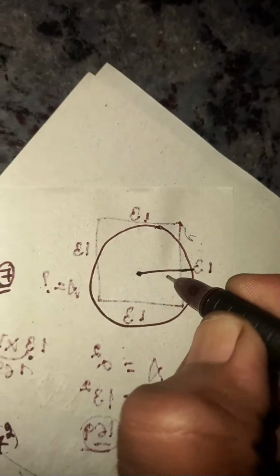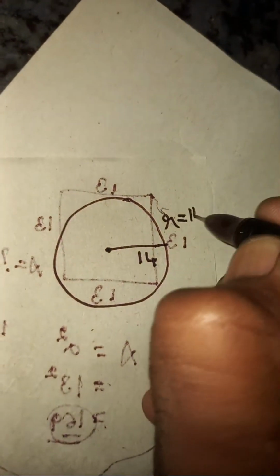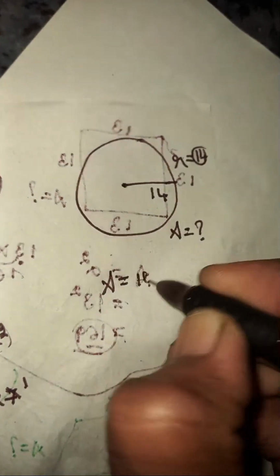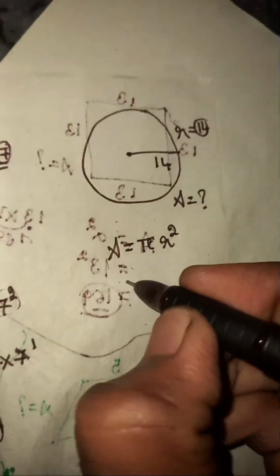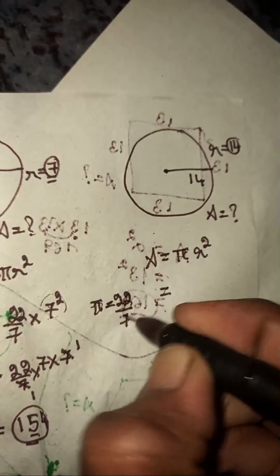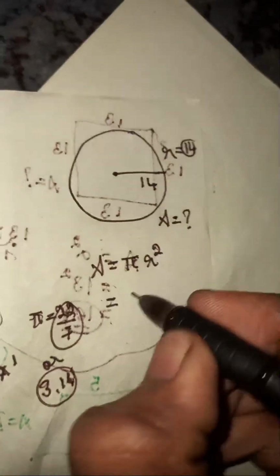In this circle you can take this as equal to the radius they have given us, 14 units. Now you can do the same thing. 14 units radius means here radius equal to 14 units. What's the area? Area equals pi r square, same value. Here also take pi value as 22 by 7 or 3.14. Now let's take this 22 by 7.